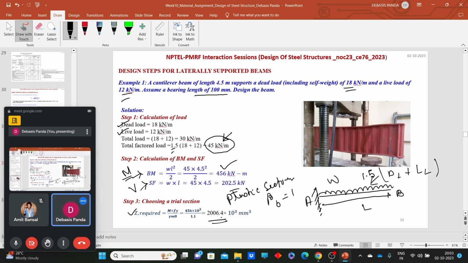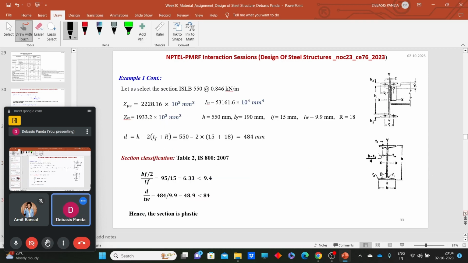Now what we need to do next? We need to look for a suitable section whose Z is more than this value. More specifically, you need to consider the value of Z while selecting the section. You need to consider the higher values of the section which have higher values of Z. So if we look into SP6, we will find that ISLB 550 is suitable for that Z.